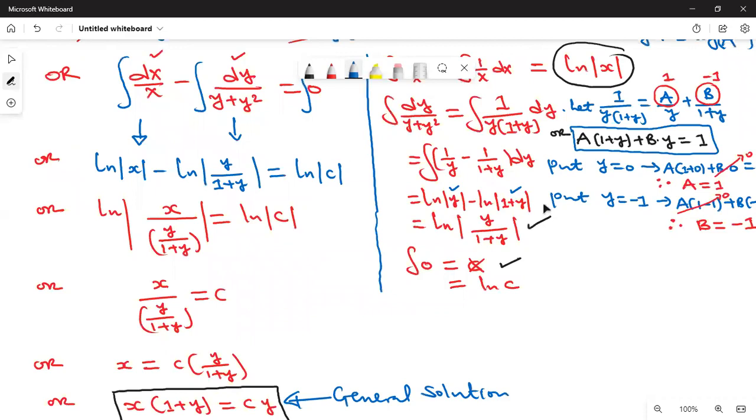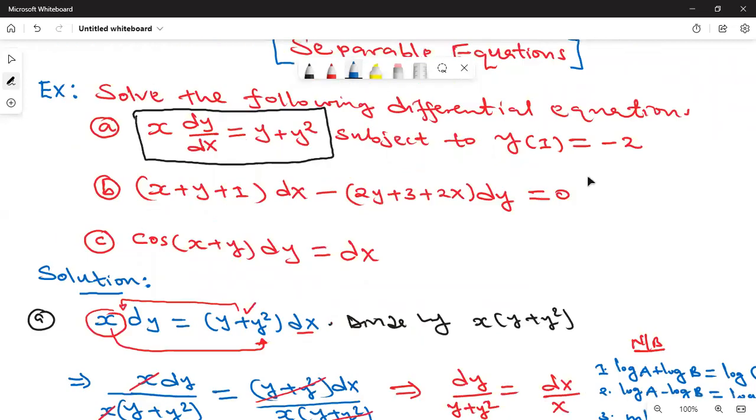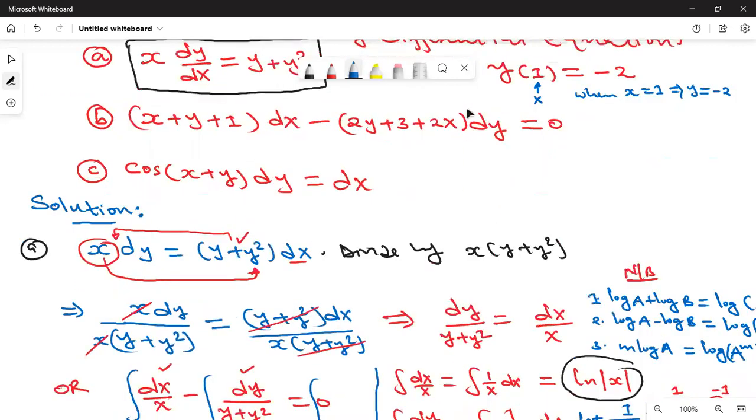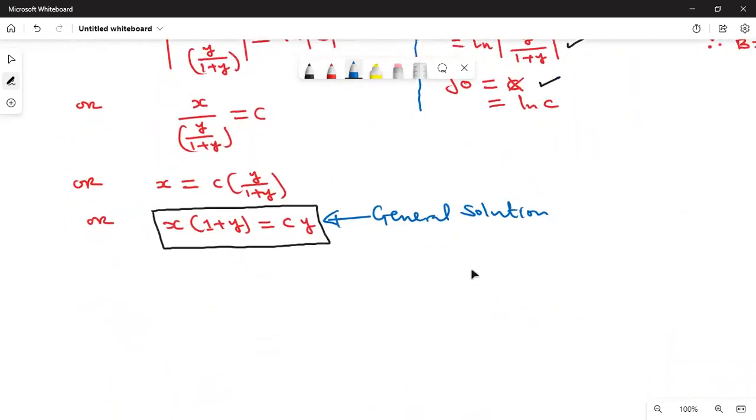We have found our general solution, but again we are told that we need a solution that is subject to the condition that when x is equal to 1, this is the value of x, y should be equal to -2. So when x is equal to 1, y should be equal to -2. This condition will help us find the value of the arbitrary constant c. So let's apply that.